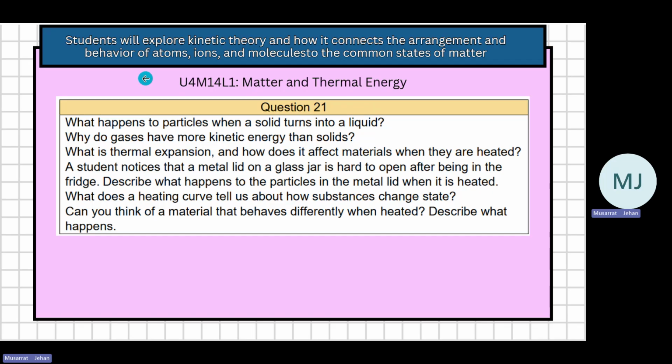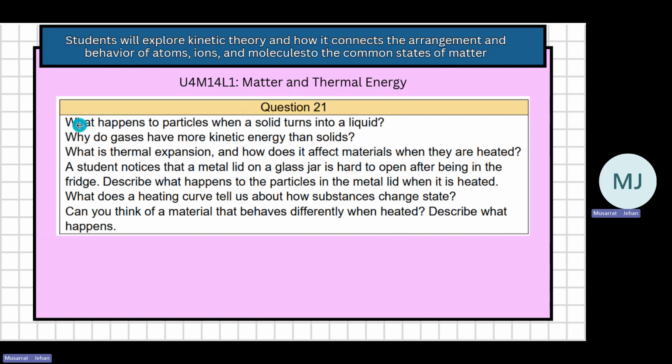Our first question is number 21. You know that 20 questions are multiple choice and 4 questions are FRQs. So your first question, number 21, will be from the lesson Matter and Thermal Energy. The learning outcome covered is that students will explore kinetic theory and how it connects to the arrangement and behavior of atoms, ions, and molecules. So you should know about the kinetic molecular theory. They have given you some practice questions. Based on this, you should know the concept behind these questions so that you can answer any question that is asked.